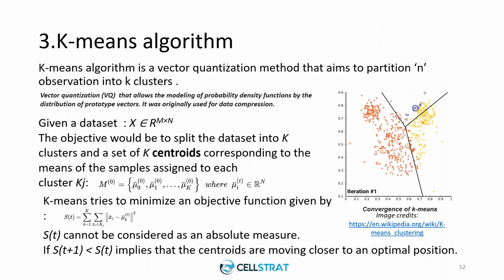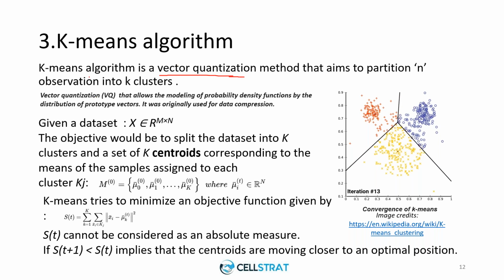Okay, so K-means algorithm. K-means is one of the most popular unsupervised clustering algorithms. It is a vector quantization method that aims to partition n observations into k clusters. Like any clustering algorithm, it will take a data set and try to split it into k different clusters. So what is vector quantization?